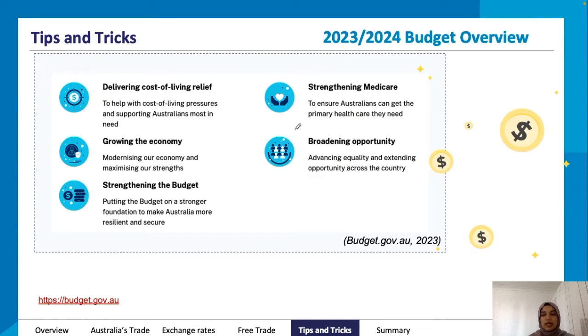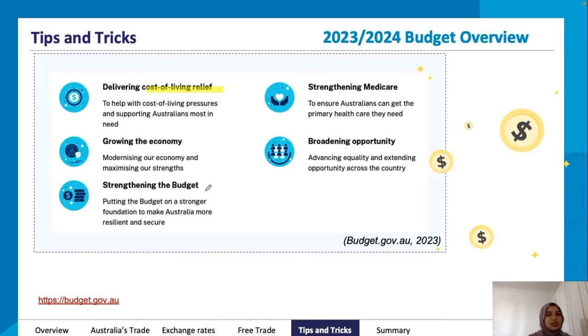Before we do that, I did want to go through a bit of an overview of the 2023-2024 budget. So, there is this idea of delivering cost of living relief. These are some of the main concepts that I just screenshotted from the budget.gov.au website, just as some of the main features that have made themselves onto the headlines of the budget articles. So delivering cost of living relief.